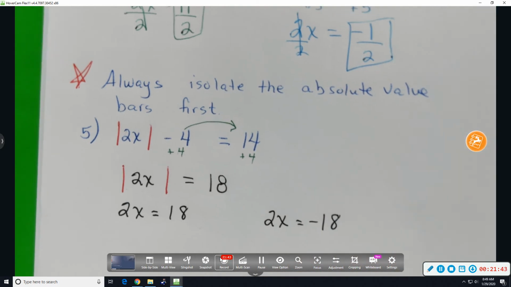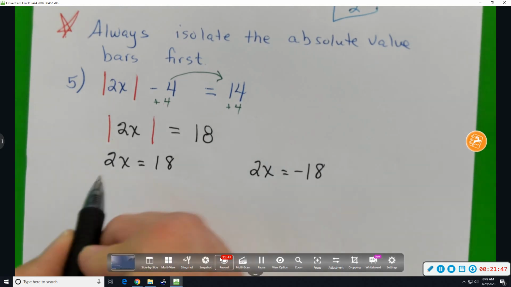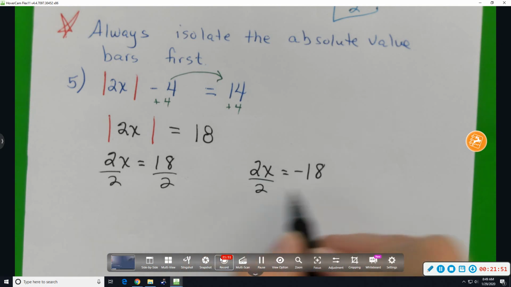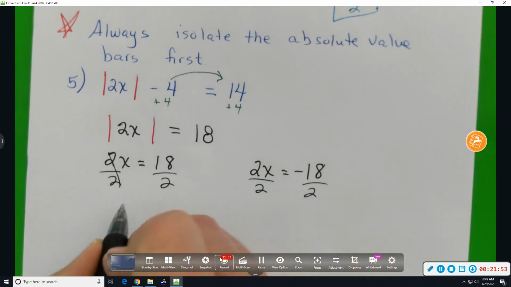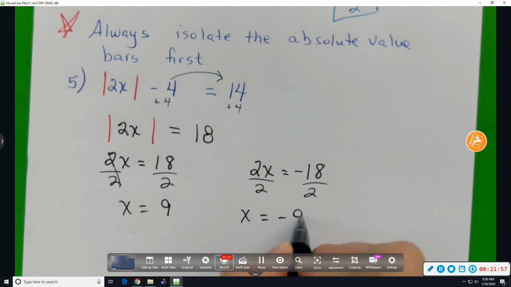We lift it up a little. So divide by 2 on both of them. What are we getting as our answers here? A 9 and a negative 9. You can type those in as 2 separate answers.